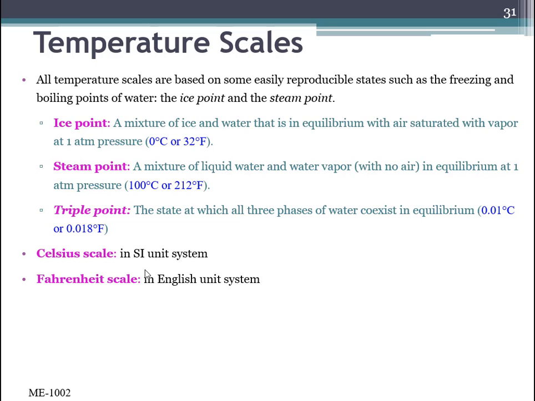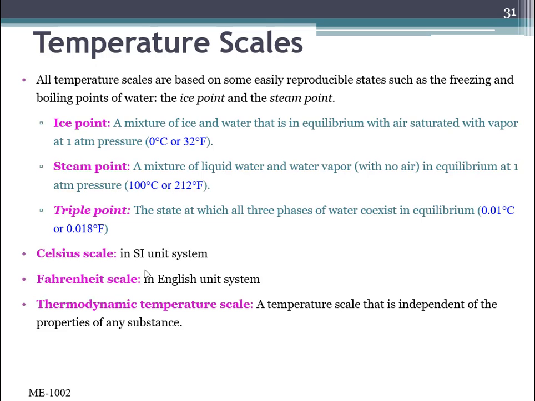Temperature scales. We have different temperature scales. We have the Celsius scale, the Fahrenheit scale, and the thermodynamic temperature scale, which is Kelvin. Different temperature scales are basically used to measure the temperature of a system. For example, on different temperature scales, there are different representative points. For example, the ice point, where water and ice are in equilibrium, and the steam point, where liquid water and water vapors are in equilibrium.